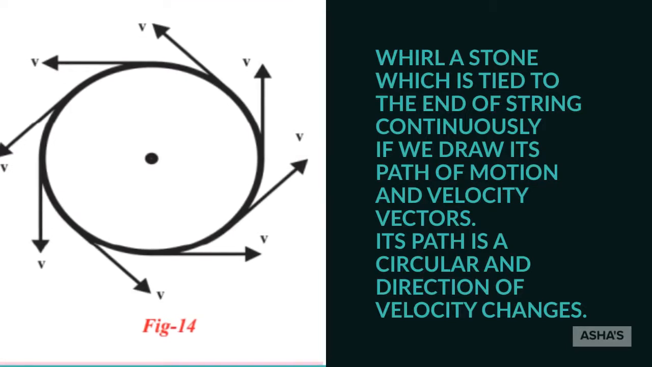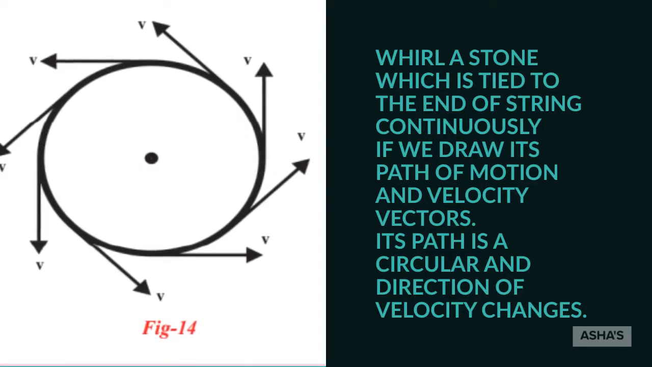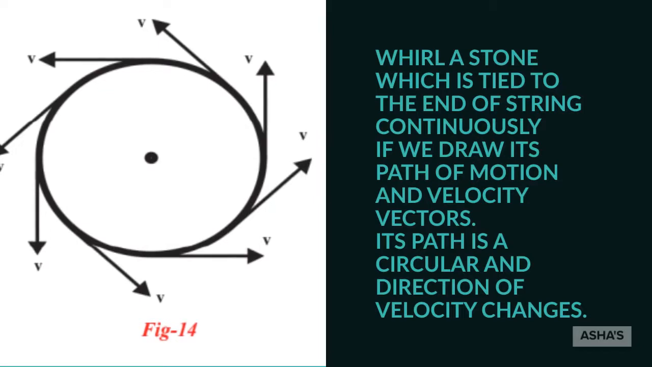My dear students, once again observe that if you draw its path, it will be a circle, and if you draw the direction of velocity at every point, its direction changes.